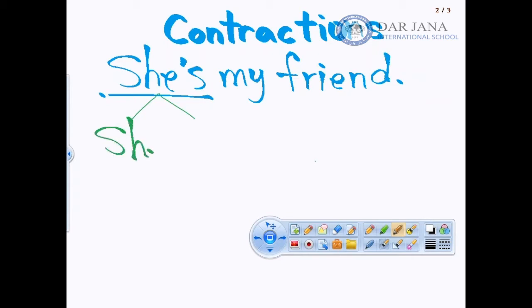She, the pronoun, and is, the verb to be. I joined she with is and I made it one word. And I add the apostrophe to show the missing letter, which is i. We can contract different words.